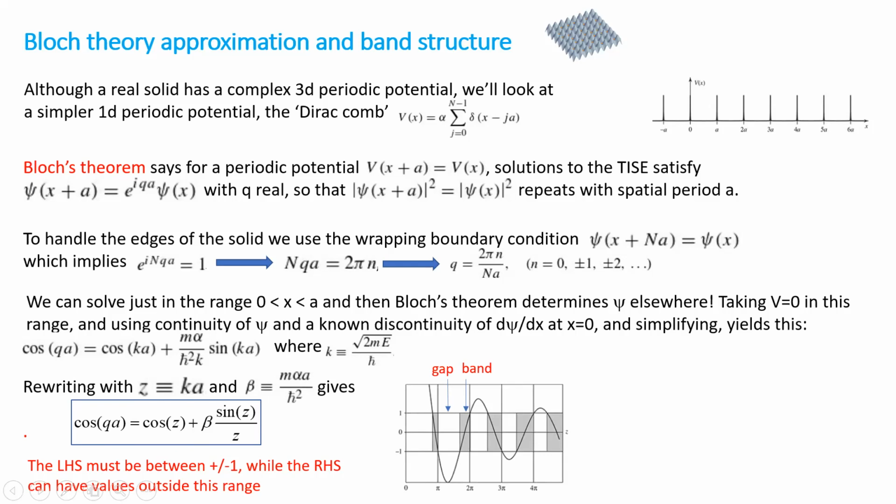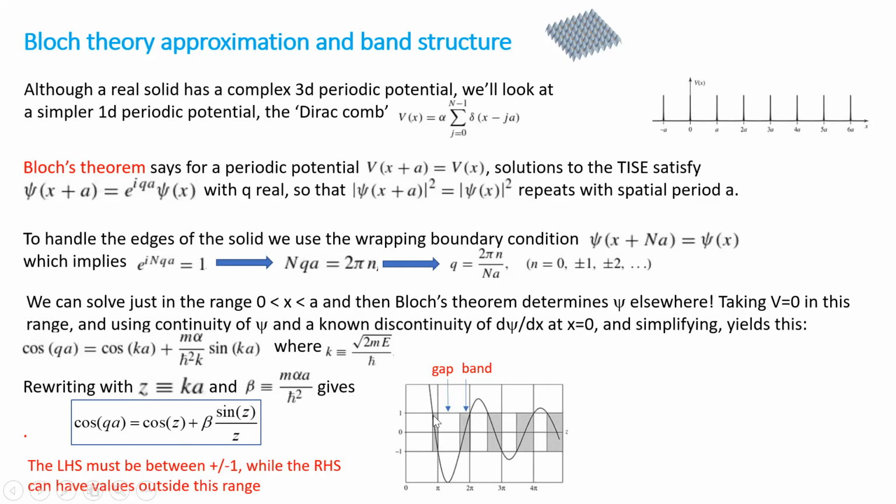This graph shows Z, that is Ka, which is related to the energy, on this axis, and the right-hand side on the vertical axis. That's this wavy line here. You can see as Z changes, sometimes the right-hand side is between minus 1 and 1. Sometimes it's not. Sometimes it's below minus 1, sometimes above plus 1. It oscillates back and forth.